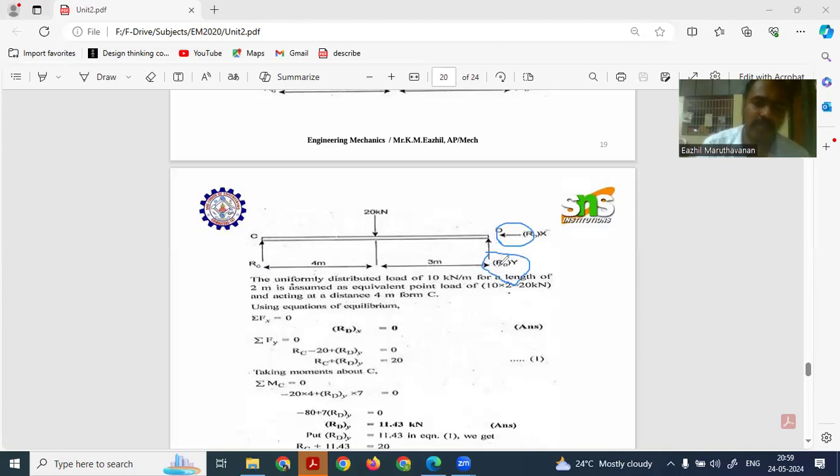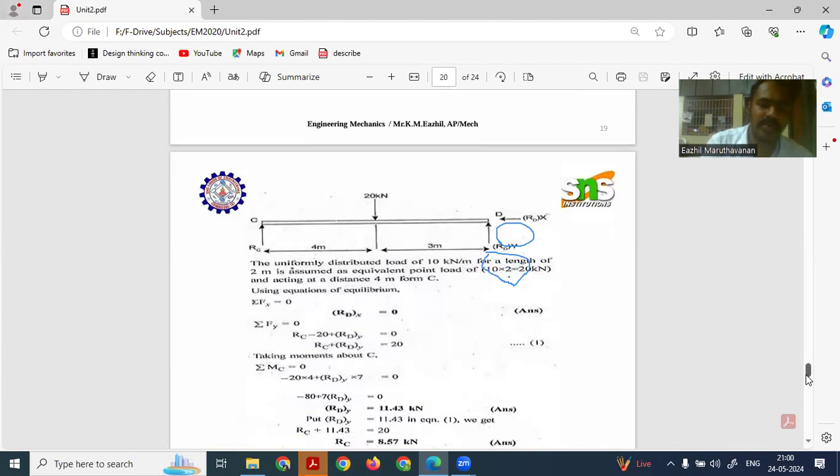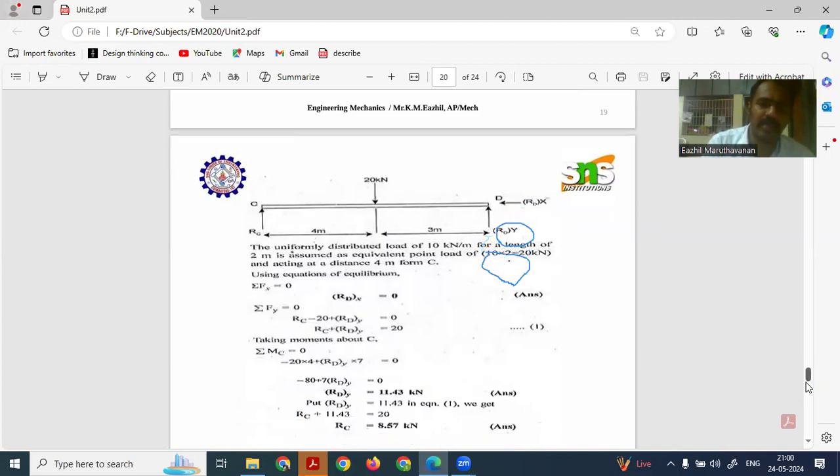So we have to take this reaction force RD, which we have taken as RDY, into the perpendicular distance towards C, which is 4 plus 3, 7. So RDY into 7. By solving this, we get RDY as 11.43 kilonewton. Then we substitute this 11.43 kilonewton in the above equation to find RC. By substituting this, we get the RC value as 8.57 kilonewton.